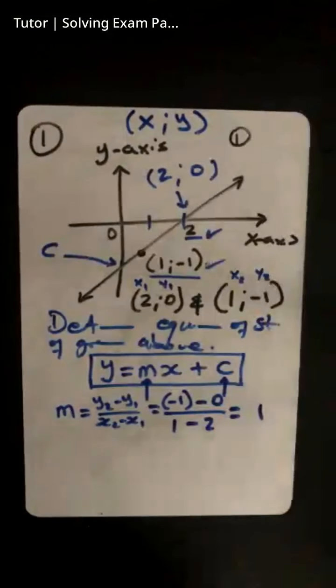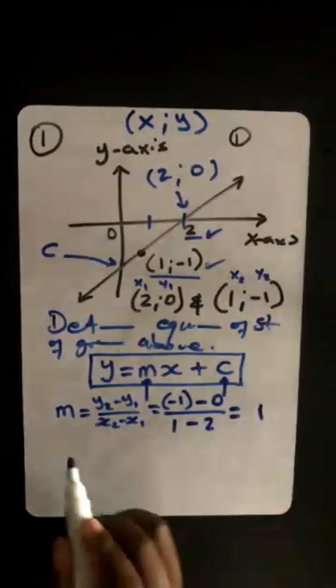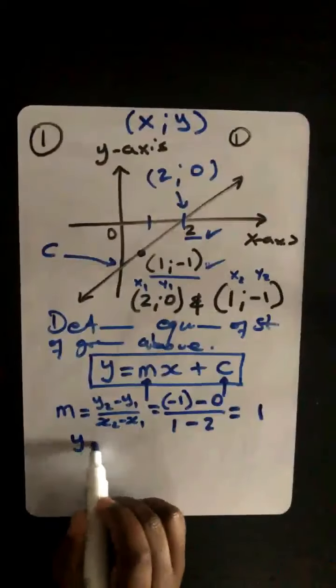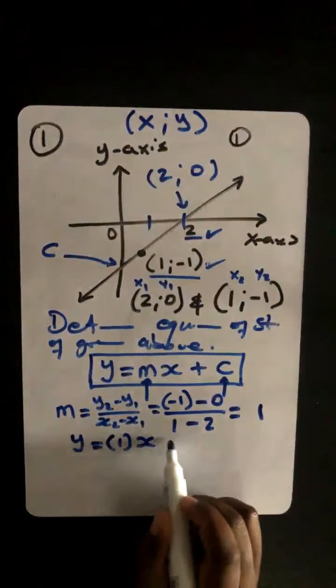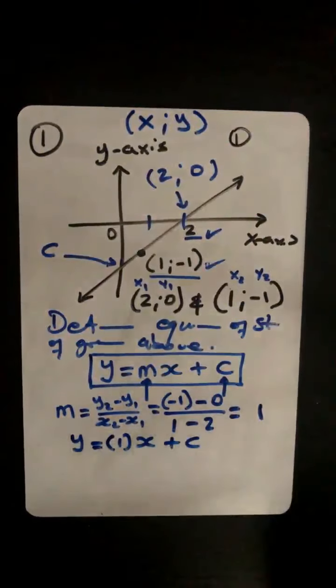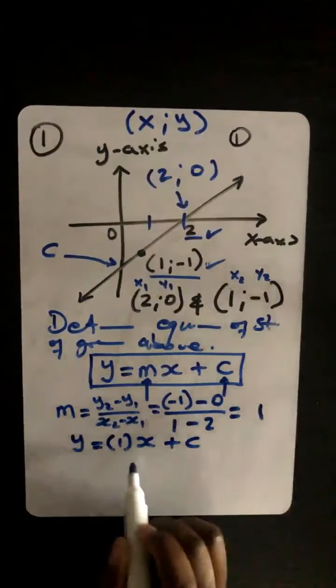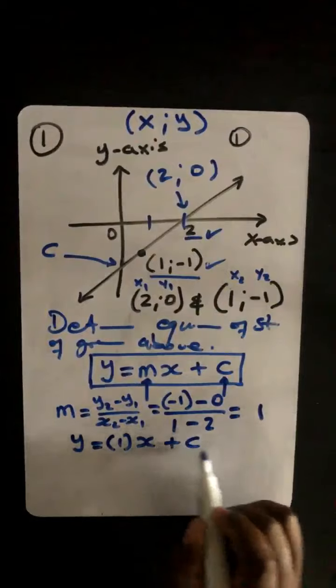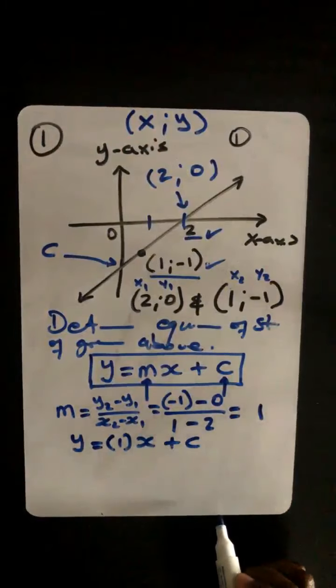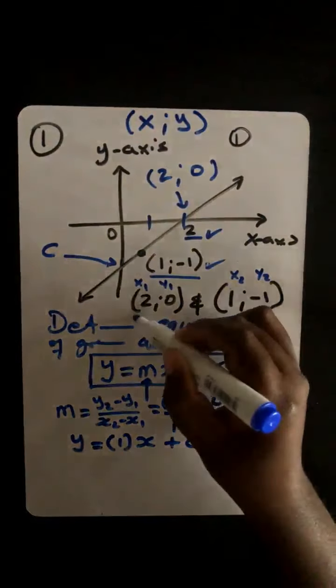So let's see. That means we have y equals the gradient, 1x plus c. So remember, guys, now that we've got our m, which is our gradient, we need to find out what our c is. So we can use any point between this one and that one.